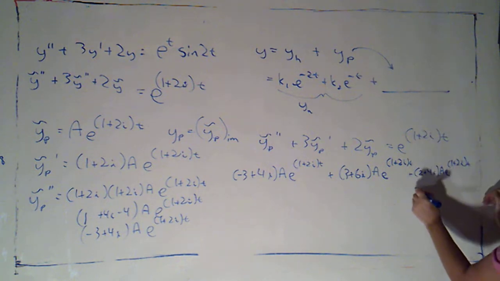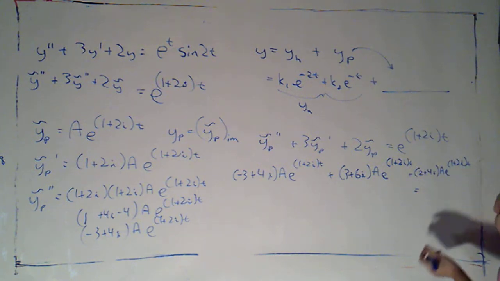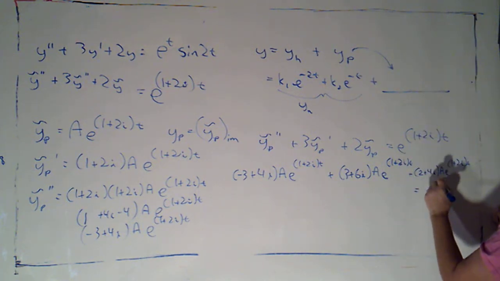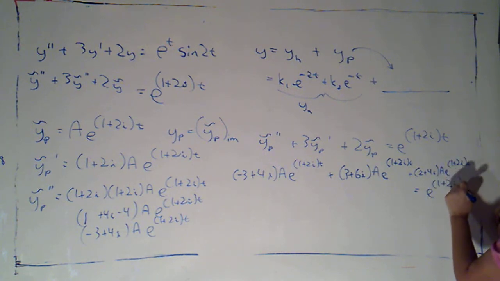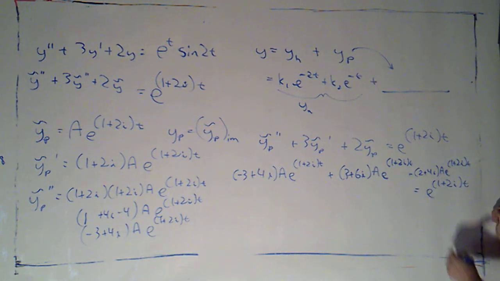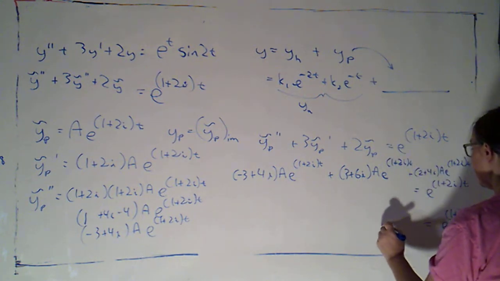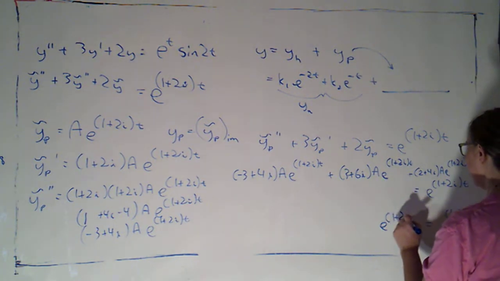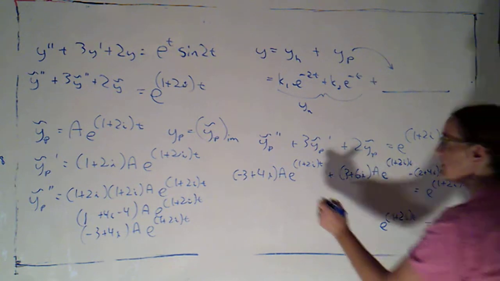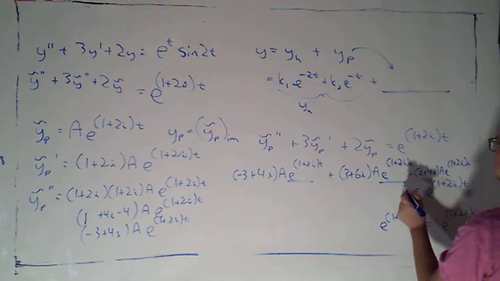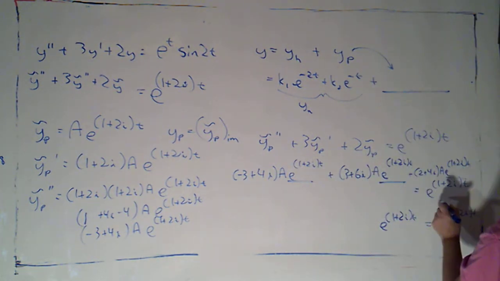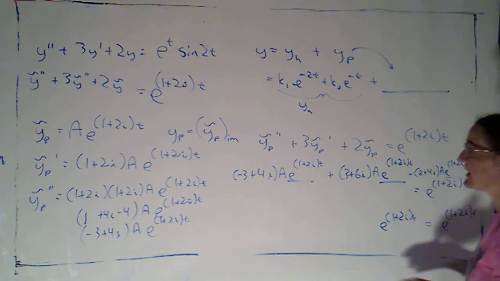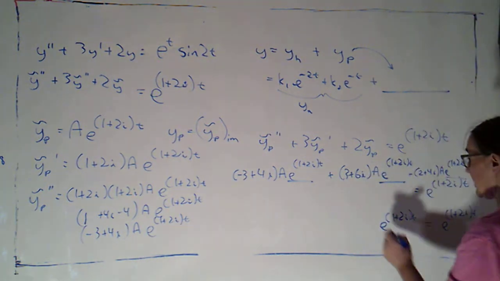Oh my goodness, that's just my left-hand side. That's got to equal 1 copy of e to the (1 plus 2i) times t. Okay, so there's my right-hand side. Let's see on the left-hand side how many copies of e to the (1 plus 2i) times t do I have, because I can basically factor that out. Okay. I'm also going to factor out the a.